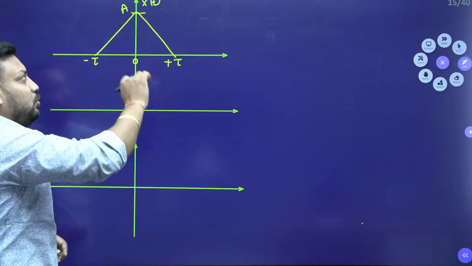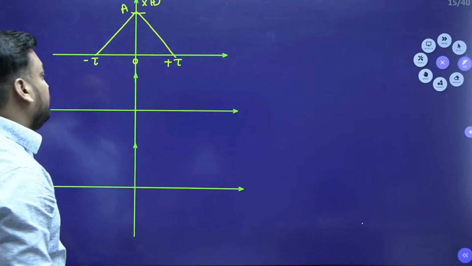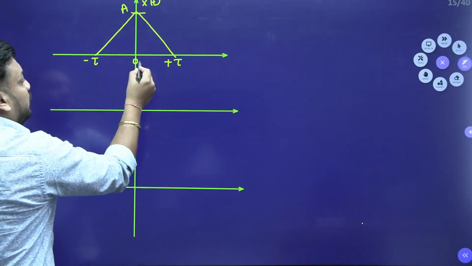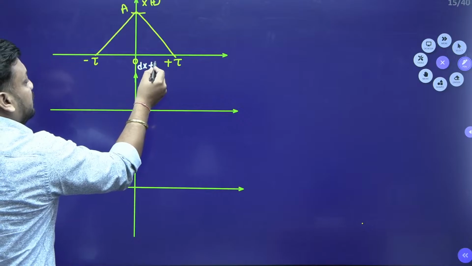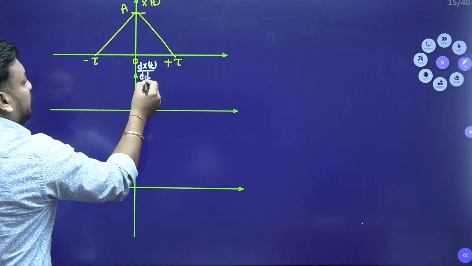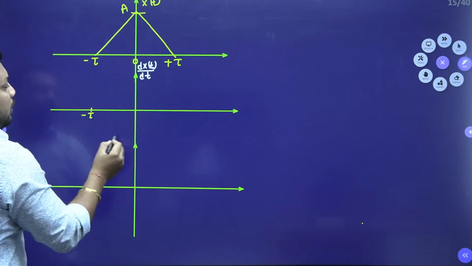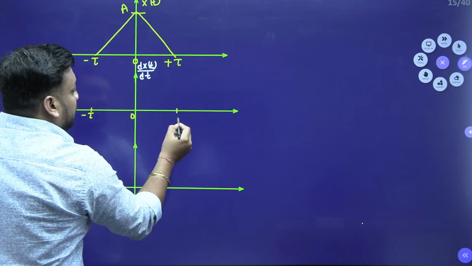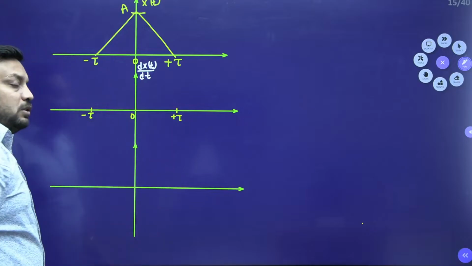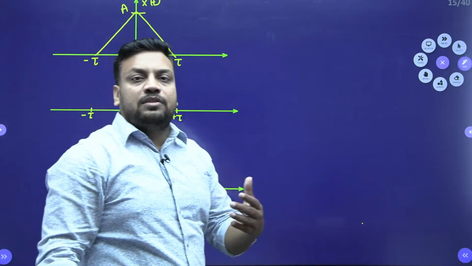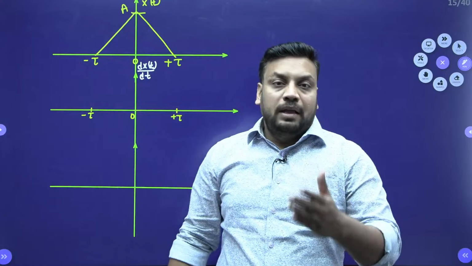So half into 2 tau into a, the area will be a tau only. Now students, if I am differentiating this signal dx(t)/dt, tell me what I will get at minus tau, what I will get at 0, what I will get at plus tau. In the process of differentiation, the magnitude of a step will become the weight of an impulse.